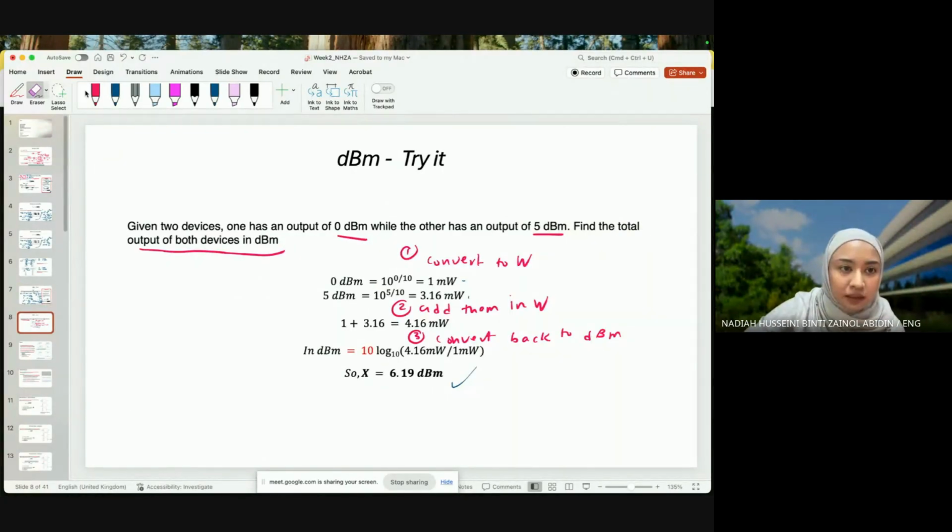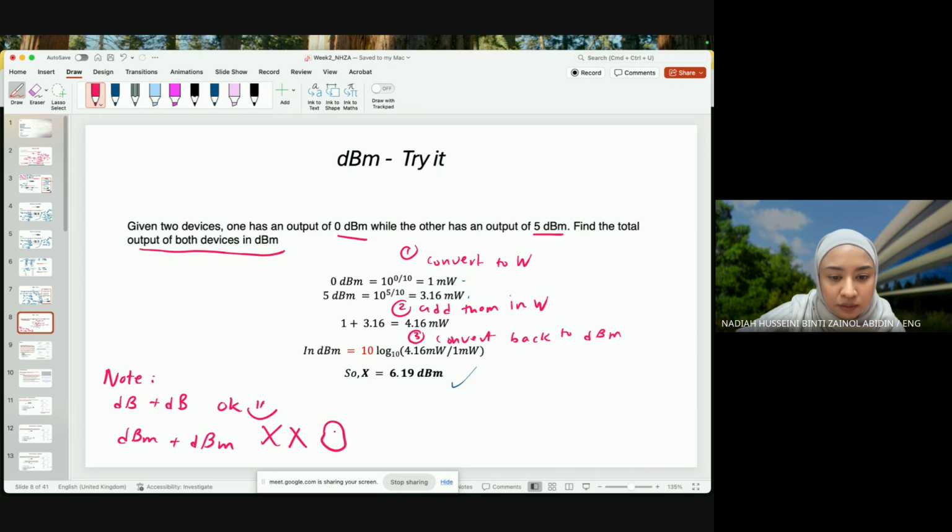Okay, so let me write that down here. Note: dB plus dB. Okay. dBm plus dBm. How do I do the death face? I don't know. This looks like potato, but this is supposed to be a skull. Okay, don't do this. Convert to milliwatt first.